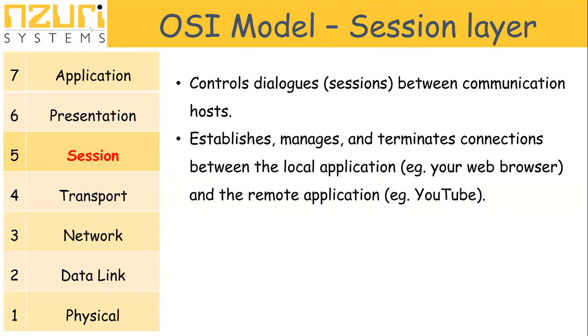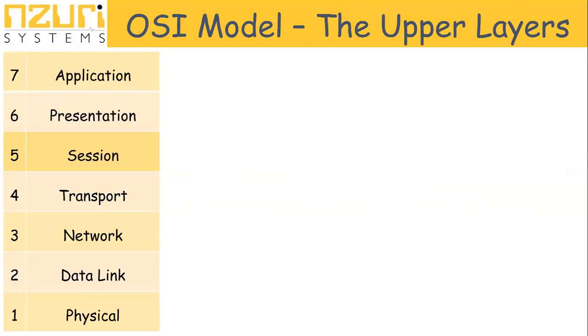So it establishes, manages, and terminates connections between the local applications. For instance, if my web browser wants to communicate with YouTube, I don't expect that connection to be perpetual because there are countless numbers of people equally trying to access a video on YouTube. So it's the session layer's job to monitor the connection as much as possible and close it when it's done. If not, it's going to create an overload on your network.